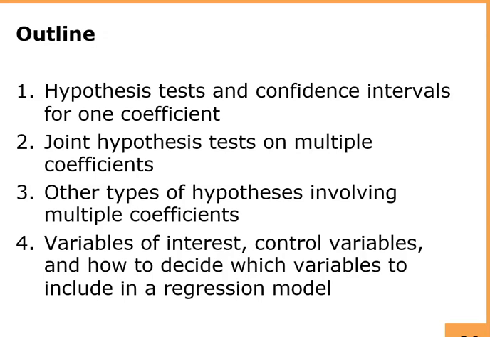The third thing that we will do is we will look at other types of hypothesis testing involving multiple coefficients. For example, when 2 coefficients can be equal to each other, so we can test those kinds of hypotheses. And the final thing that we will do is take a look at what variables of interest are and what constitutes a variable of interest, how control variables help in estimating the coefficients of variables of interest, and how to decide which variables to include in a regression model.